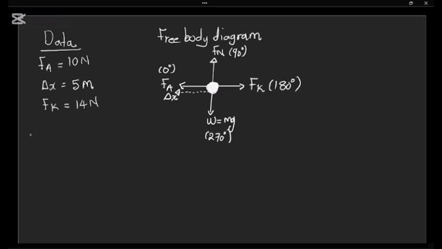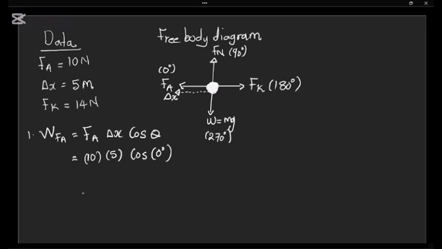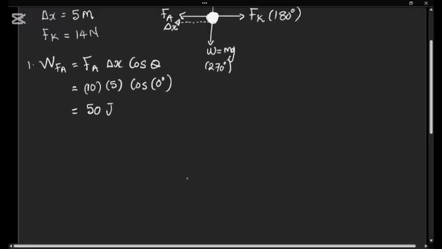From there, we move to calculate the work done by each and every force. First, we will consider the work done by the applied force, which will be equal to force applied multiplied by delta x multiplied by cos of theta. We are given the applied force, so we plug in, and we are given delta x, we plug in, and the angle for the applied force is 0 degrees. If you press your calculator, this will give you 50 joules. Remember the units for work.